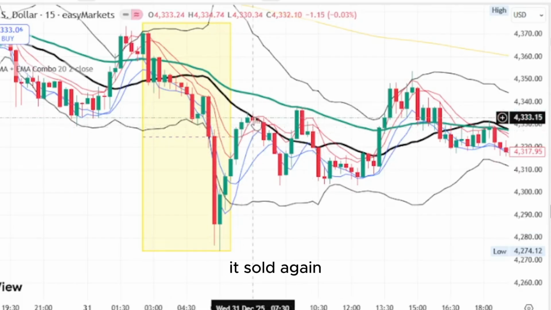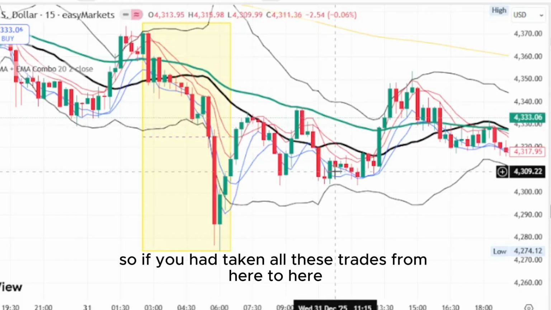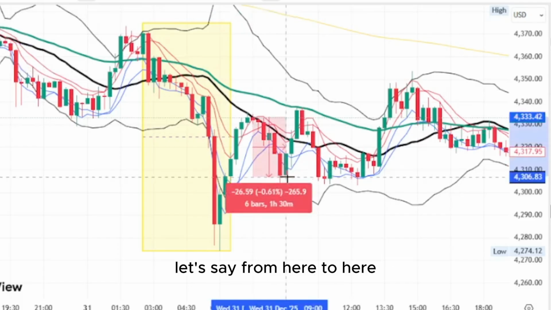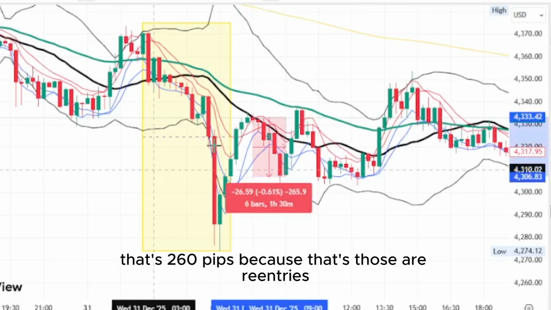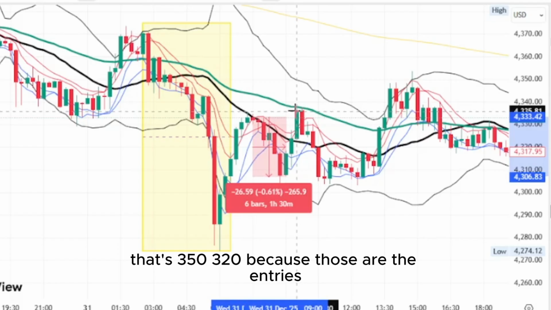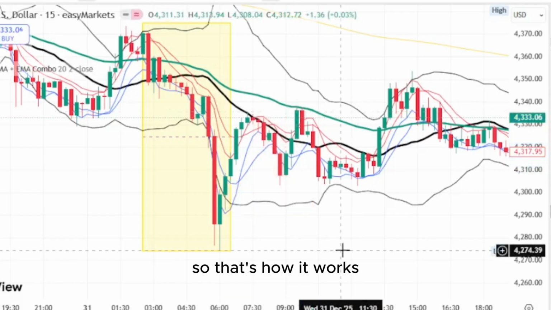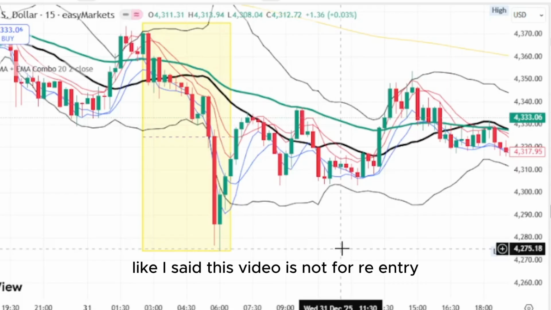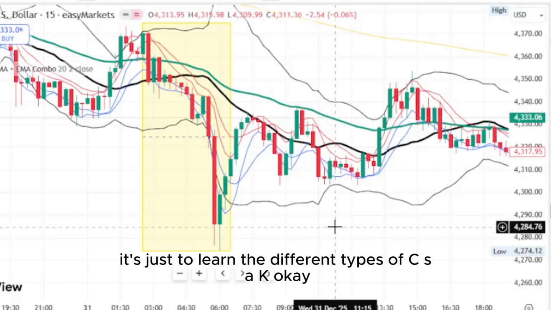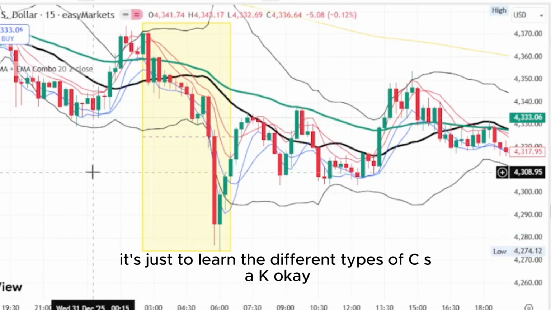So if you are taking all these trades from here to here, here to here, you would have made some profit. Let's say from here to here, that's 260 pips, because those are re-entries. And possibly from here to here again, that's 320 pips, because those are re-entries. So that's how it works. Like I said, this video is not for re-entry. I'll make re-entry videos. It's just to learn the different types of CSAK. Okay, so let's look for another example.